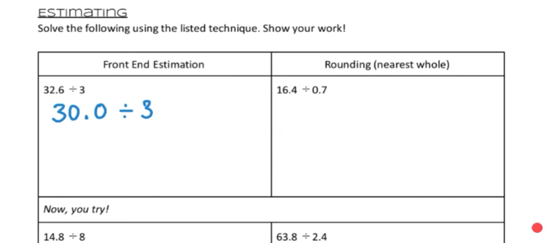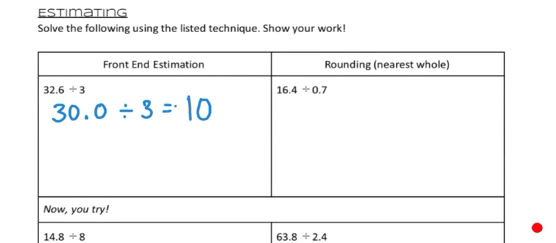Because 3 is the only number there, it is the front number, and no other numbers need to turn into 0. Remember that front-end estimation, it doesn't matter what number comes after the first number. If it's a very big number or a small number, it turns to 0. 30 divided by 3. We could set this one up, but we can also do this one in our head. 3 fits into 30 10 times.